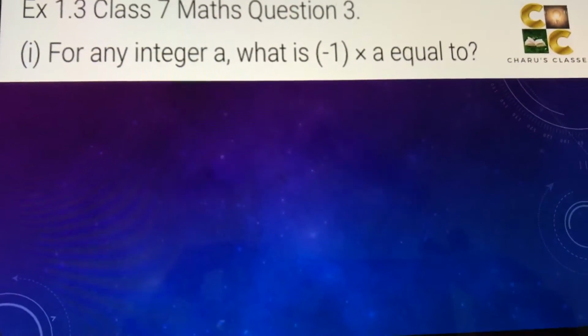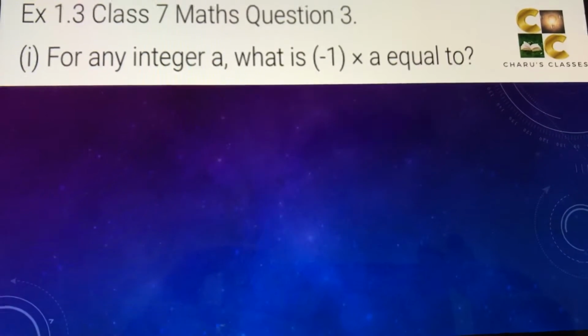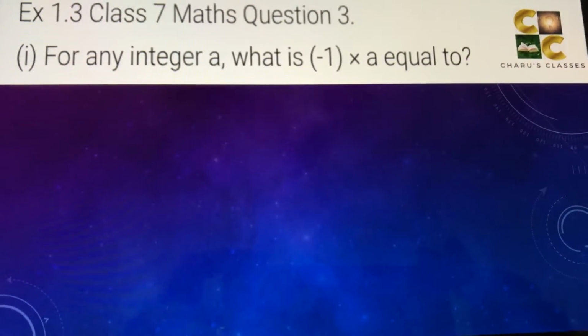Hello students, today we are going to do question number 3, 4 and 5 of exercise 1.3.